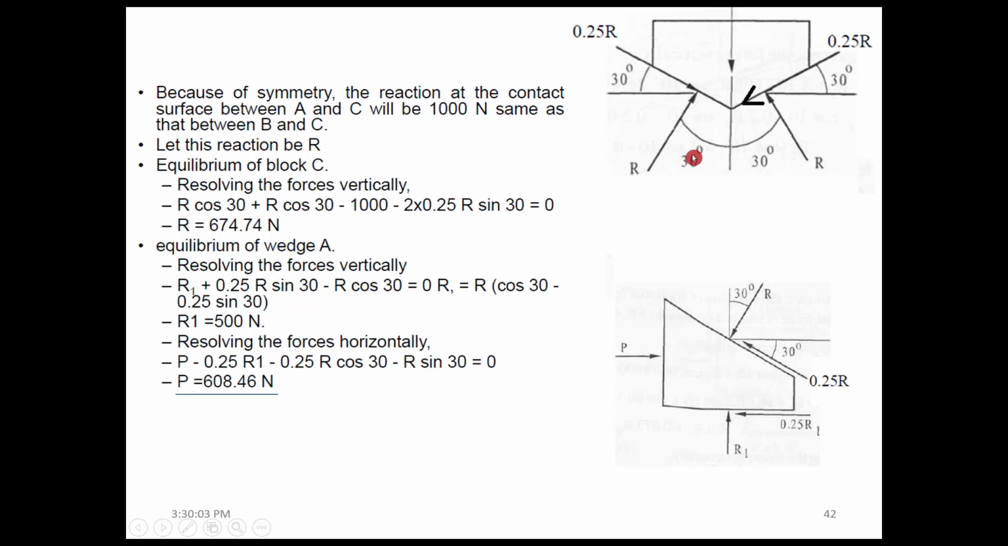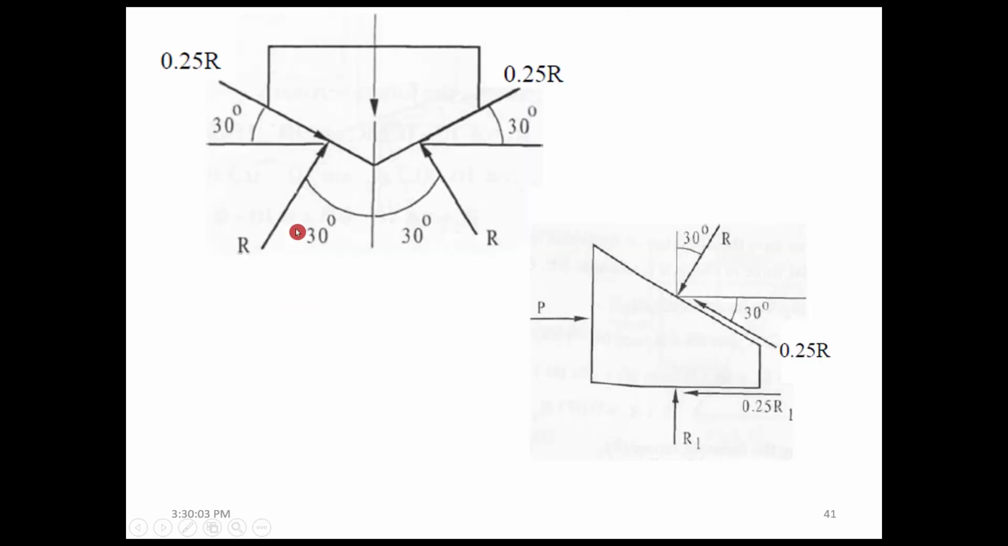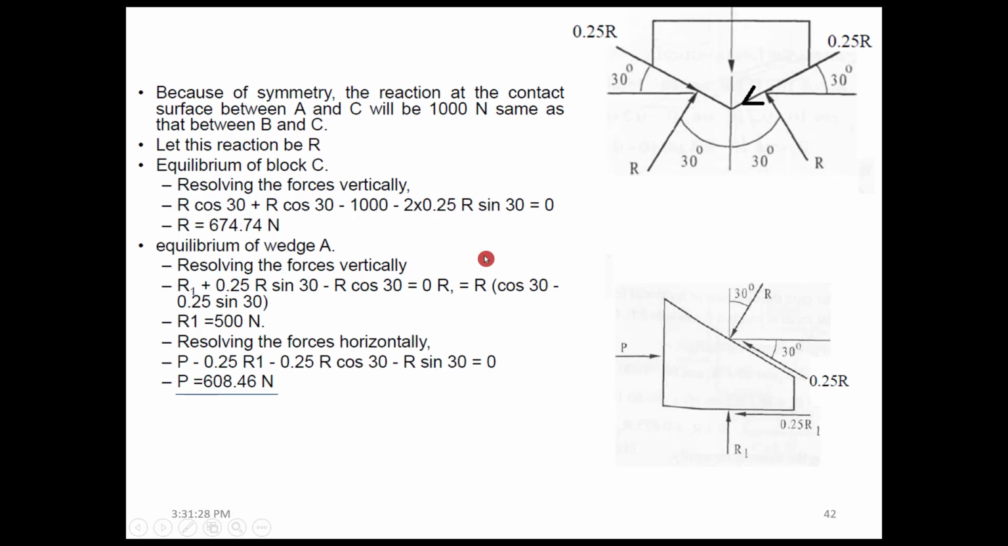Considering the equilibrium of block C, this is the topmost one, and resolving the forces vertically, we have R cos 30 for the object one, plus R cos 30, because from A and B we have the reaction, minus 1000, the weight of C, minus 2 times 0.25 into R sin 30, which is from both the surfaces, left and right.